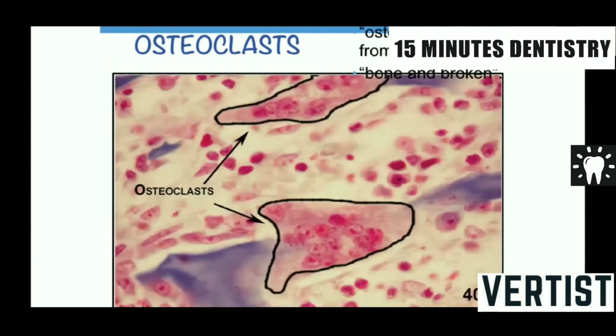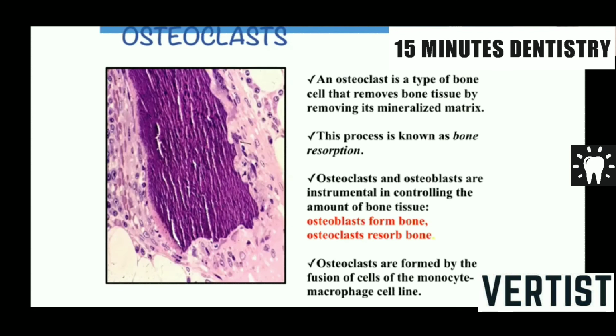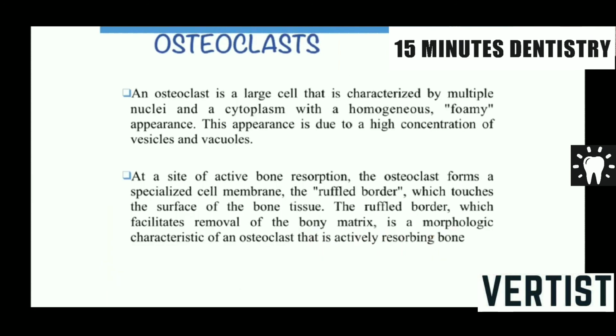Now the last cell is the osteoclast. They are derived from the Greek words for bone and broken. Osteoclast means to break something. They are bone resorbing cells. Osteoclasts basically form from the fusion of the cells of the monocyte macrophage cell line. Now these osteoclasts may be physiological giant cells.